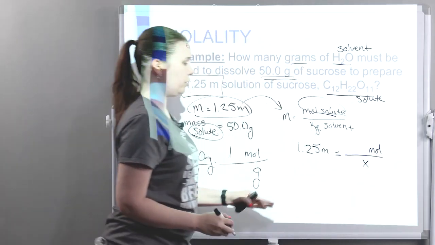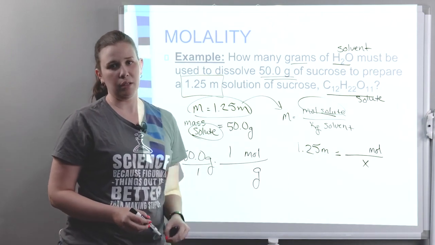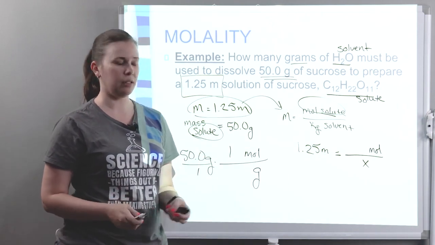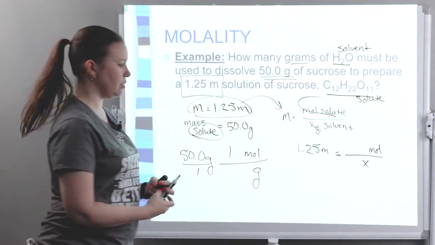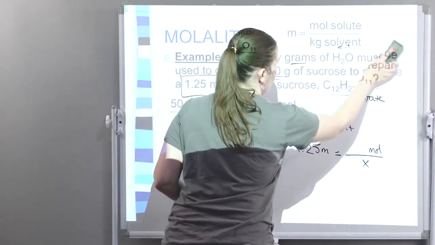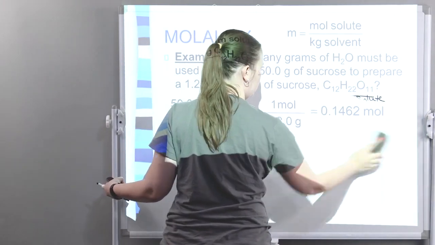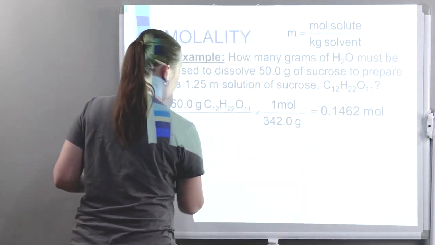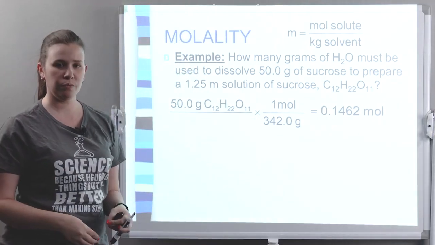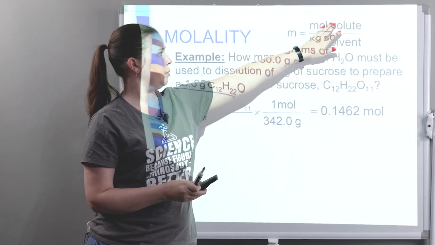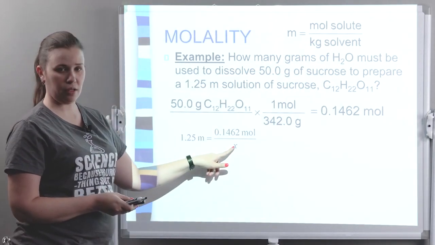And then what I wouldn't know is the kilograms on the bottom. It will automatically be in kilograms because we're using molality. It is by definition going to give you kilograms, which we're then going to have to use dimensional analysis to get it into grams. So the molar mass of this big molecule is 342 grams, and so that would convert to 0.1462 moles. So that's what I'm going to be able to plug in on top with the given molality to solve for the bottom, the x on the bottom.